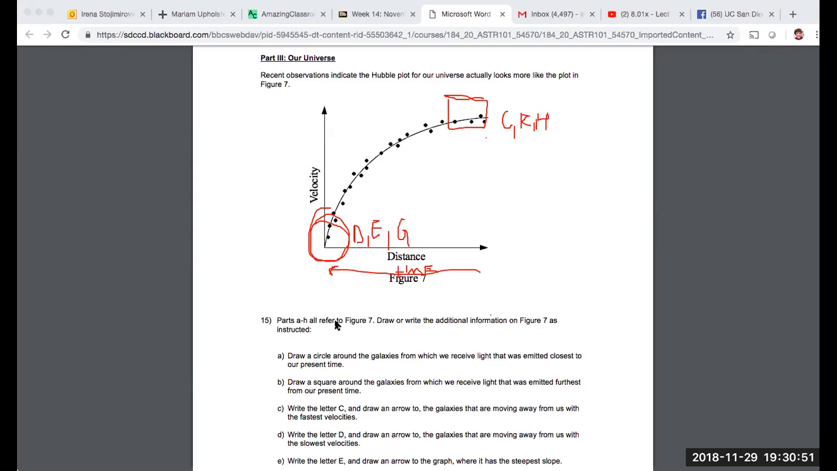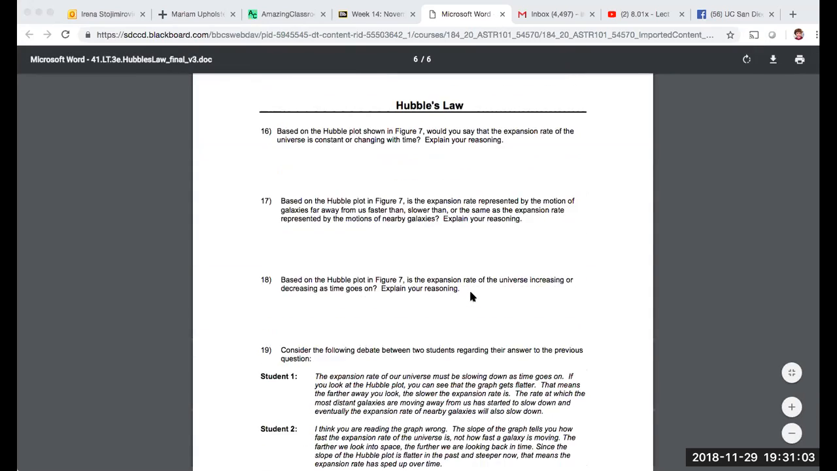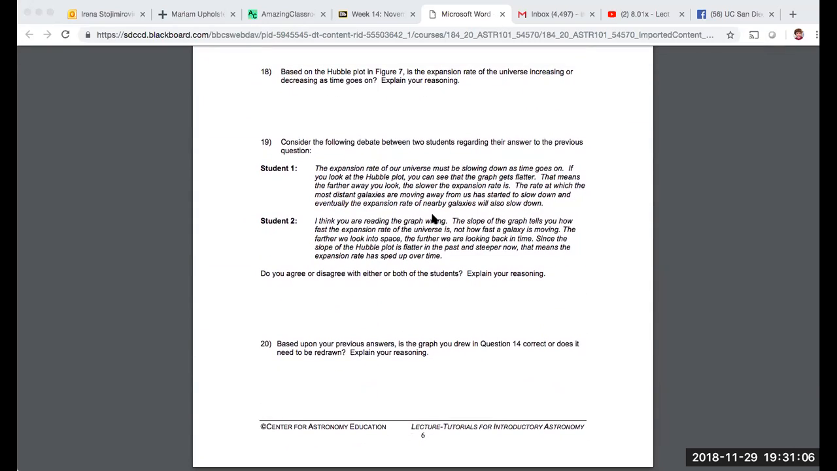19. Consider the following debate between two students regarding their answer to a previous question. Student one: The expansion rate of our universe must be slowing down as time goes on. If you look at the Hubble plot, you can see that the graph gets flatter. That means the farther away you look, the slower the expansion rate is. The rate at which the most distant galaxies are moving away from us has started to slow down, and eventually the expansion rate of nearby galaxies will also slow down. So what do you think?